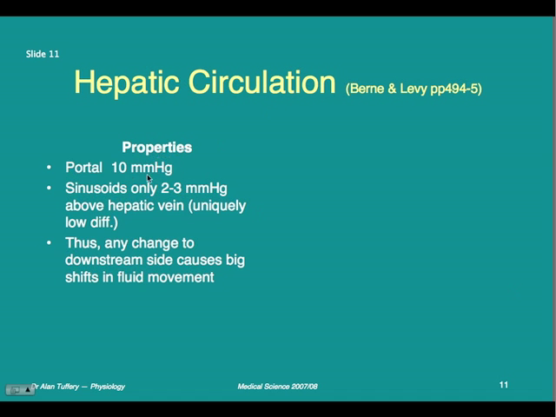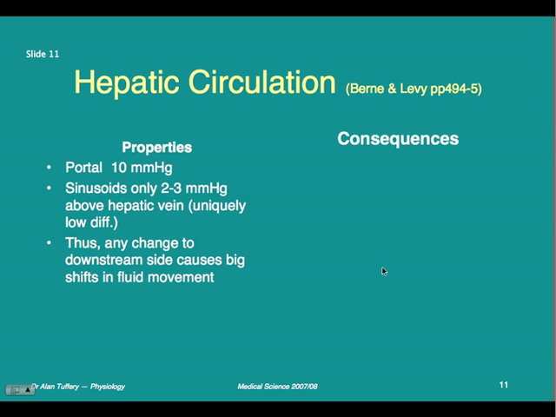So the portal vein, relatively low pressure, and there's a small difference between the sinusoids and the hepatic vein, the draining side. So this means if you get any change to the downstream side, that's to say the hepatic portal vein, the venous circulation, it has big shifts in fluid movement because of that low pressure difference. It means if you get any backup pressure, then fluid will leave through the sinusoids and then will drain into the abdomen. So that's tricky.